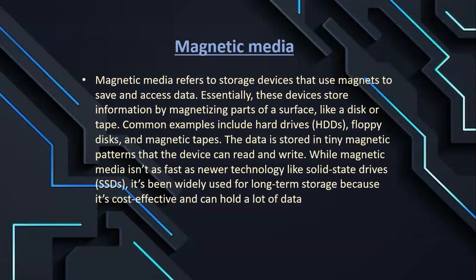Magnetic media refers to storage devices that use magnets to save and access data. Essentially, these devices store information by magnetizing parts of a surface, like a disk or tape. Common examples include hard drives, floppy disks, and magnetic tapes. The data is stored in a tiny magnetic pattern that the device can read and write.